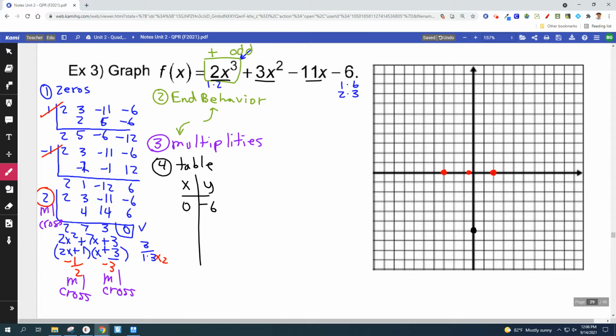Now, if I know end behavior is down and up, I can kind of just make this fit. It's going to look something like that. But I want to be a little bit more accurate. So I might do some more points. And that's what step 5 is. Step 5 is do some more points.